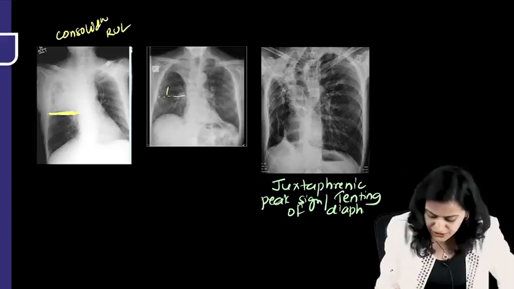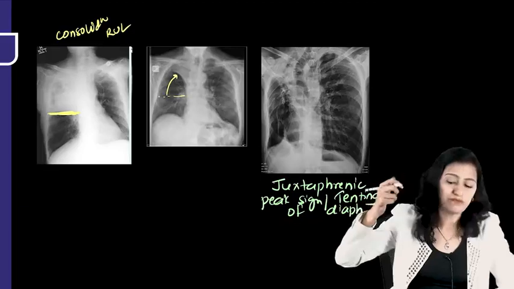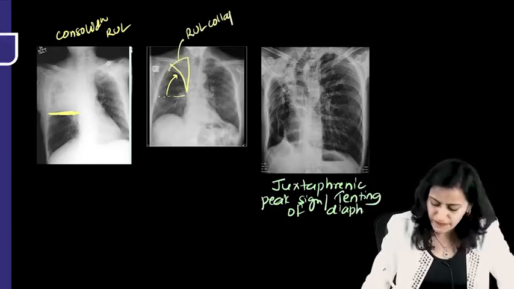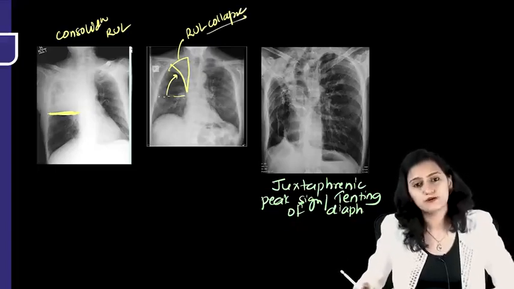Here the horizontal fissure has gone up. It has been pulled up by the opacity. So that means this is the right upper lobe collapse, right? This is the right upper lobe collapse.